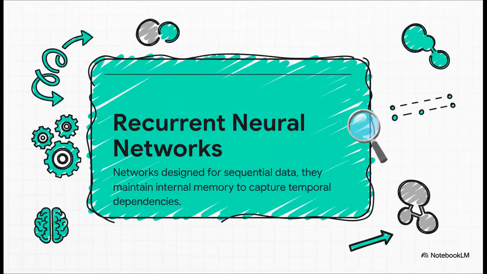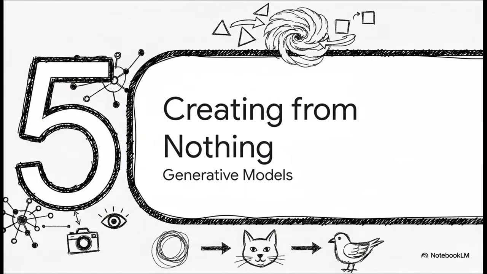But images are one thing. What about something like language, where the order of the words means everything? For that, we've got something called recurrent neural networks, or RNNs. These networks have a kind of memory. They have an internal loop that lets information stick around, so they can actually remember what happened at the beginning of a sentence to help them understand what's happening at the end. They're built for sequences.